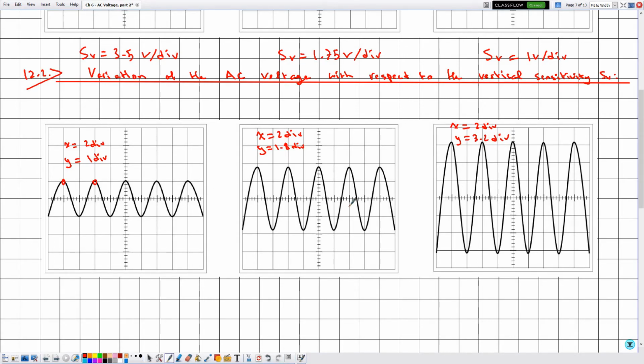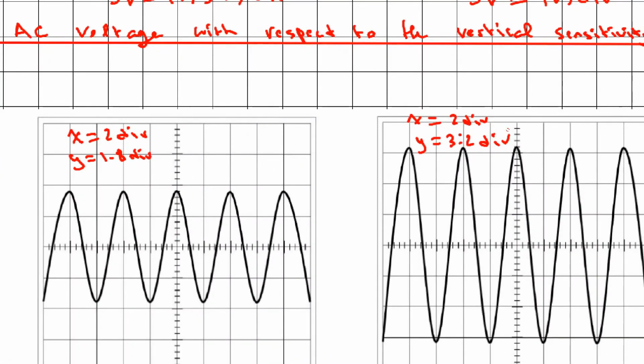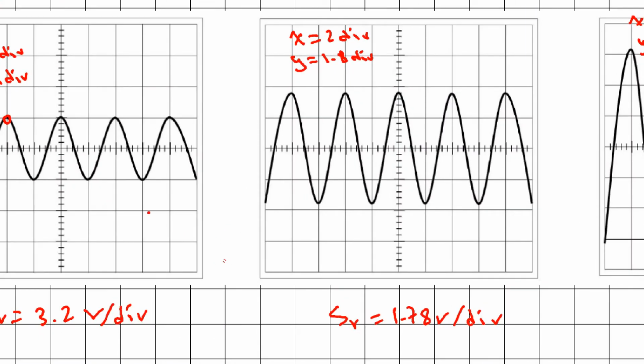Now, according to these configurations, the values of SV are given by, in this case, 3.2 volts per division. In this case, SV is equal to 1.78 volts per division. And here SV is equal to 1 volt per division. As expected, as the value of SV decreases, the value of y increases from 1 to 1.8 to 3.2, because recall that according to the following formula, UM is equal to SV multiplied by y.